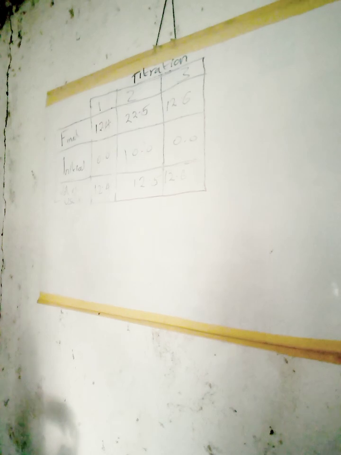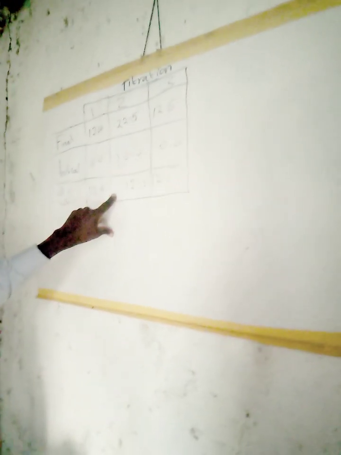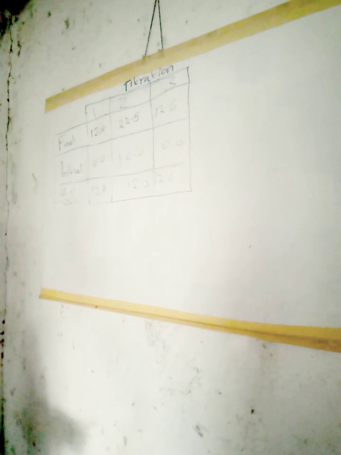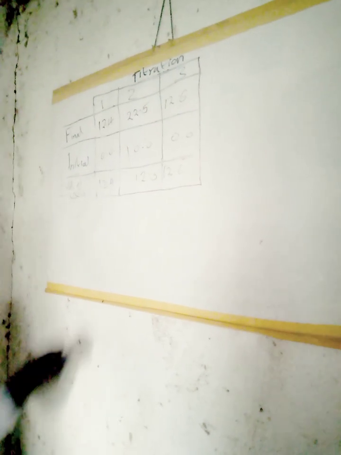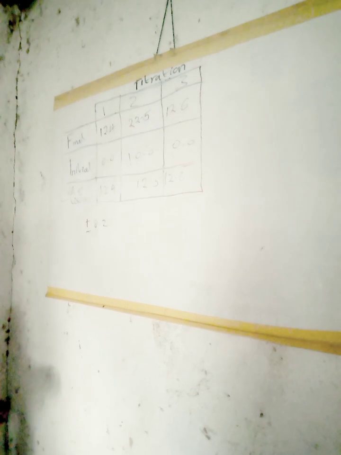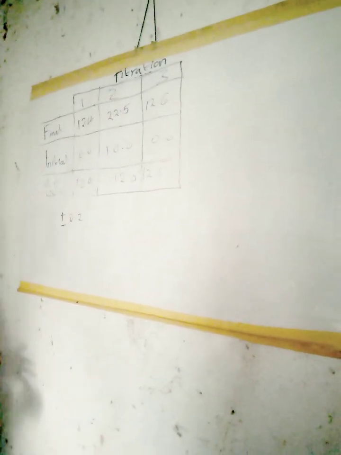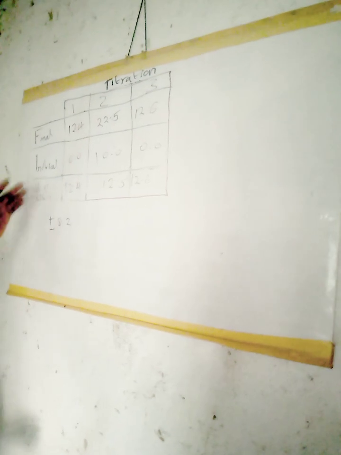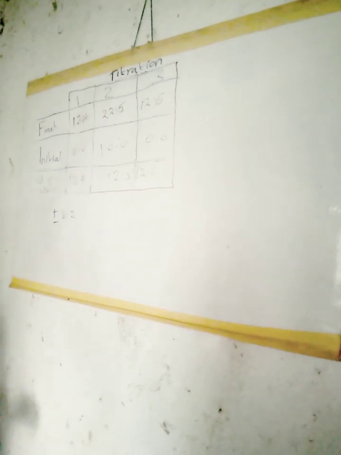Number two, you ensure that the values that you are filling are consistent. Consistent means that these values are in the range of plus or minus 0.2. Plus or minus 0.2, that is what you call consistency. You ensure that the volume of the solution used is consistent.